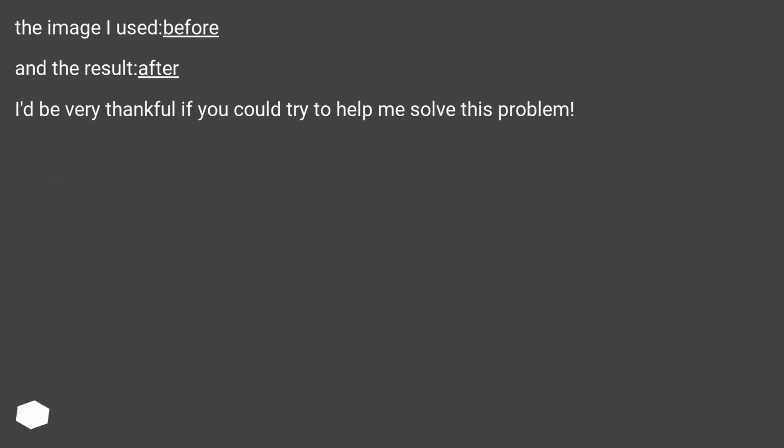The image I used before, and the result after. I'd be very thankful if you could try to help me solve this problem.